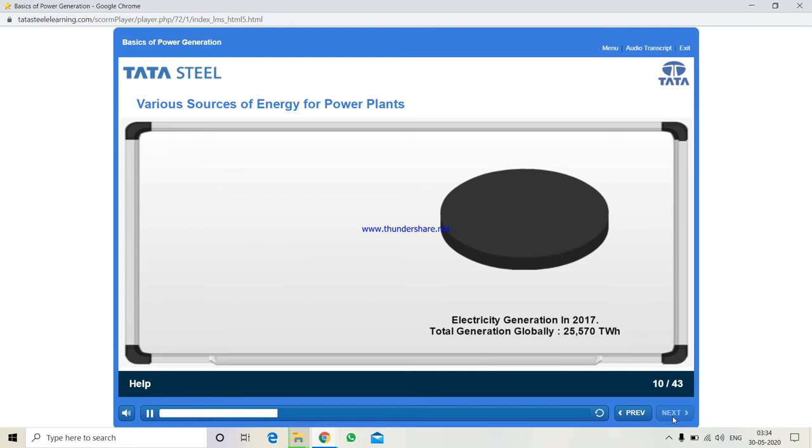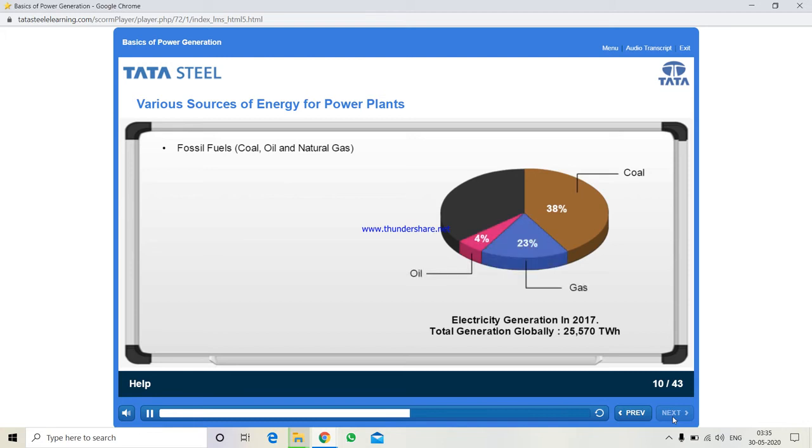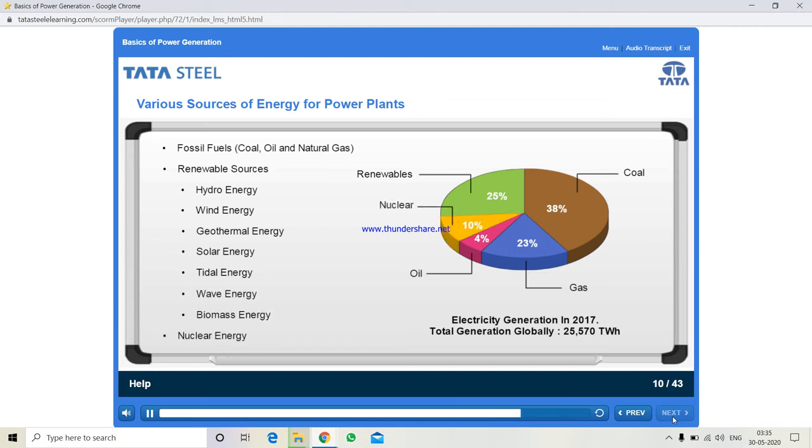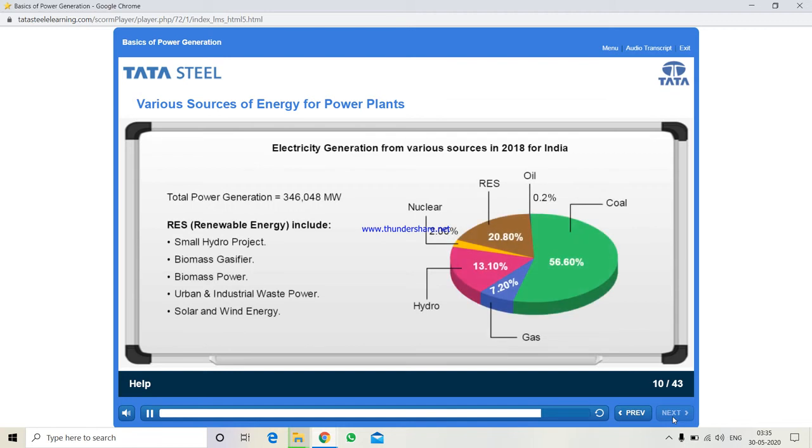Now let us represent various sources of energy in a pie chart. Firstly, let's look at this chart that depicts sources across the world in the year 2017. As you can see, they are fossil fuels: coal, oil and natural gas; renewable sources: hydroenergy, wind energy, geothermal energy, solar energy, tidal energy, wave energy, biomass energy; and nuclear energy. Similarly, have a look at the chart that depicts sources across India in the year 2018.